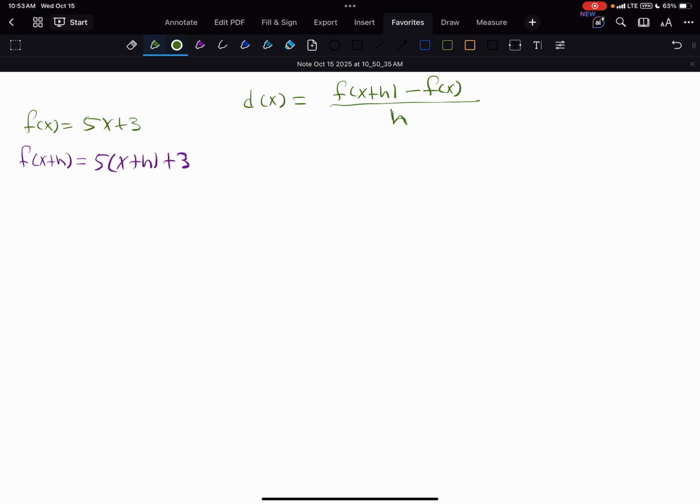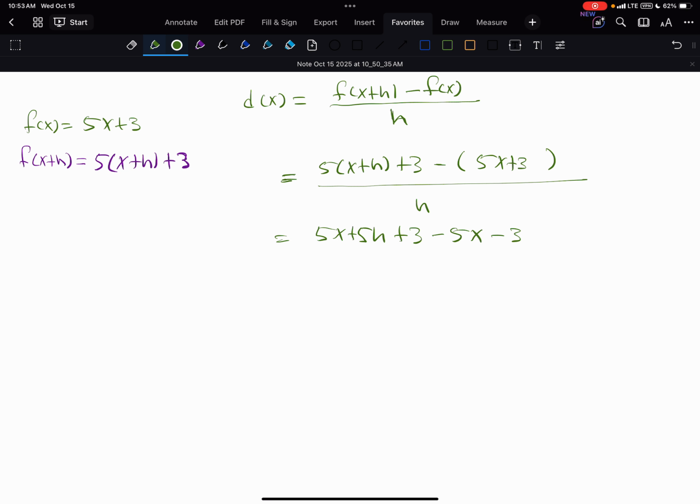And so now I can put this together, and I can say that this is 5 times x plus h plus 3 minus, and then whatever my f of x was, and that's my 5x plus 3, and then that's all divided by h. Well, now I just have a really ugly simplification problem to work. If I distribute that 5 through the x plus h, I'll have 5x plus 5h plus 3 minus 5x minus 3, because I have to distribute that minus through the parentheses, and now that's all divided by h.